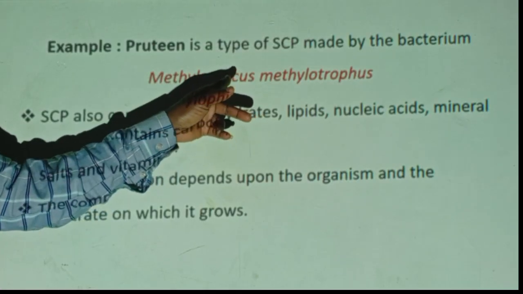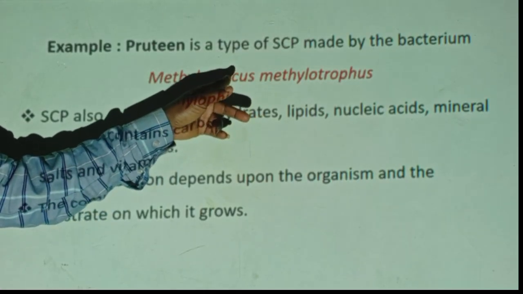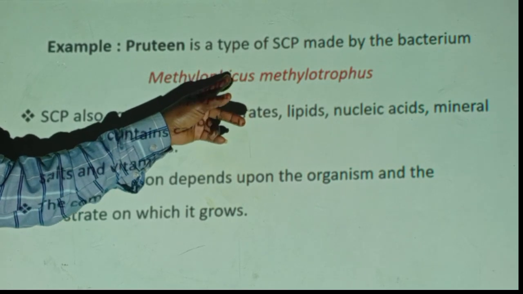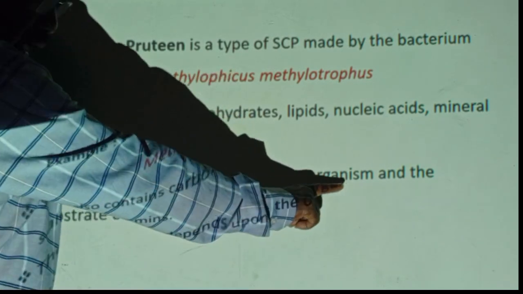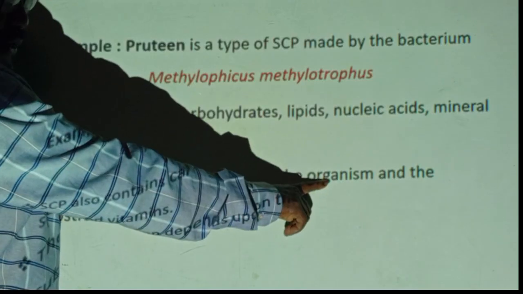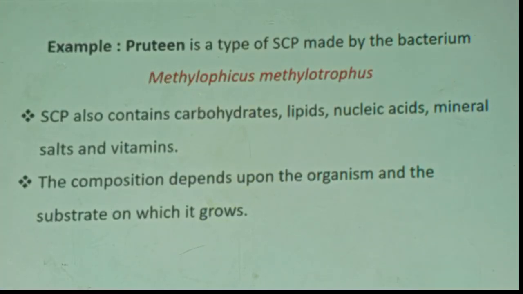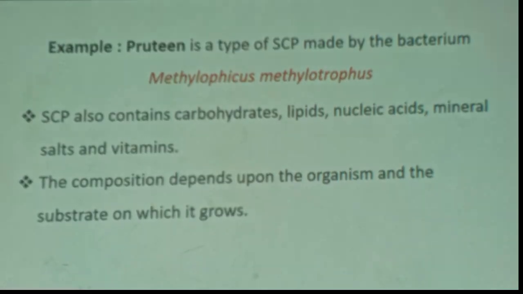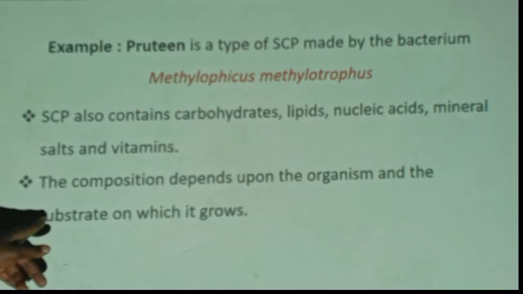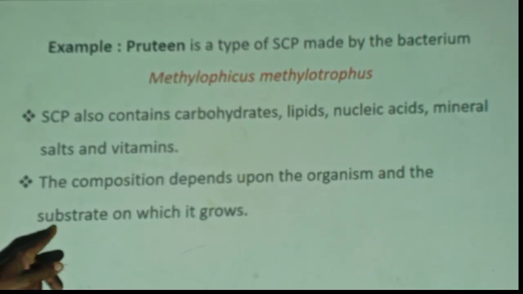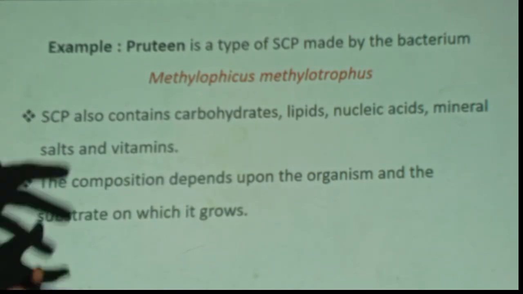The composition of the food that you produce from the microorganism depends upon the organism that you are using. Which organism are you using? Are you using bacteria? Which bacteria? Are you using yeast? Which yeast? Are you using molds? Which mold? Algae? Which algae? These organisms determine the chemistry of the food. And also the substrate you use. What type of food did you give the microorganism during multiplication in industries?